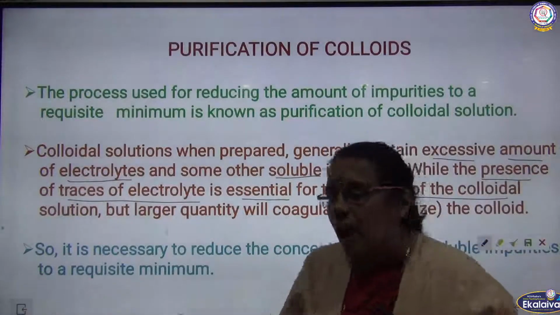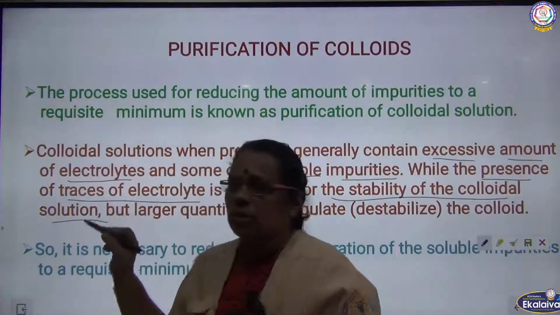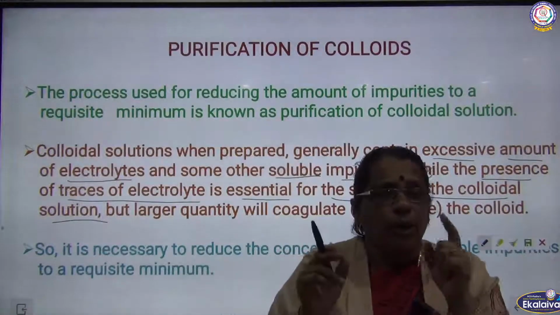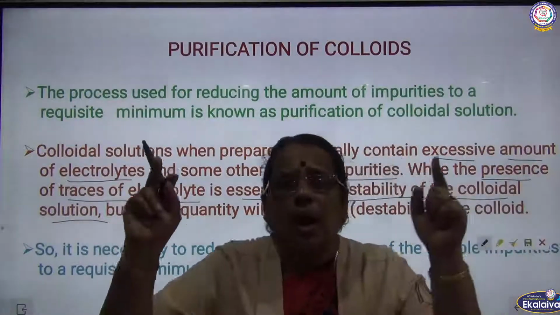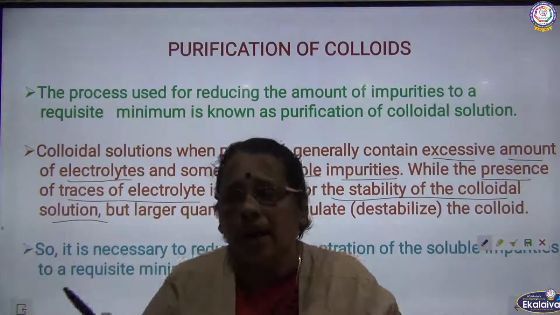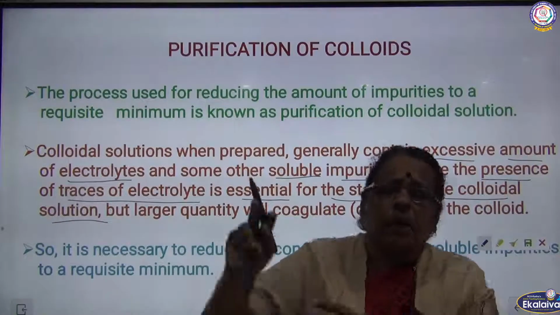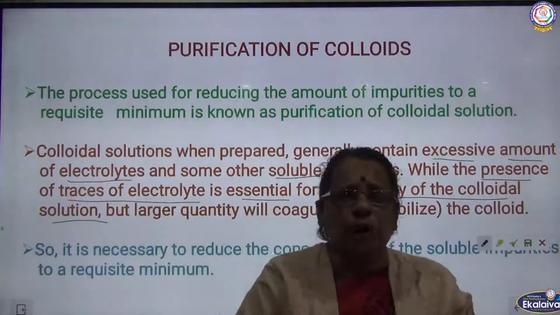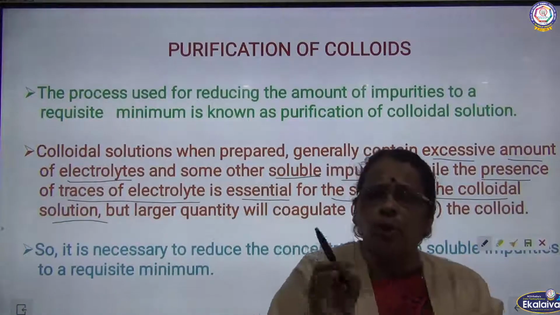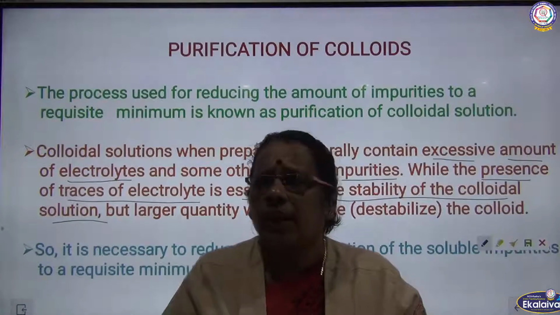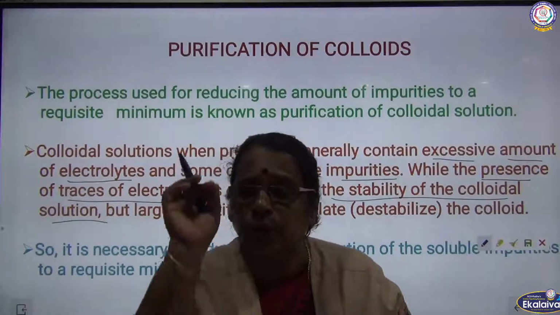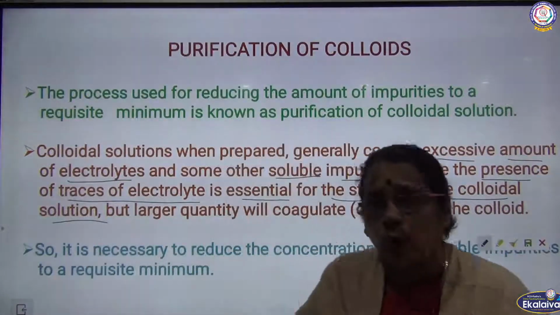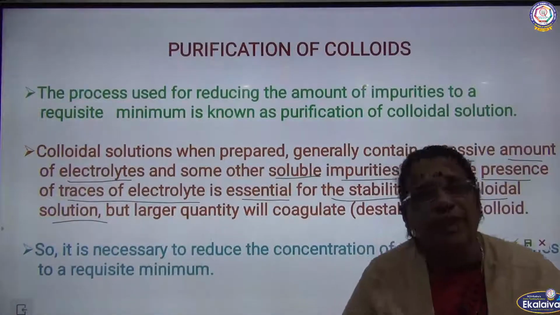Already I told you, in order to maintain the stability of the colloidal solution, it needs only small traces of the electrolyte. If the colloidal solution is associated with a large amount of electrolyte, what will happen? The colloidal solution will become unstable. So in order to stop that, we are going to reduce the concentration of the electrolyte to a requisite minimum so that we can maintain the stability of the colloid. That is why we are going to involve the purification technique.